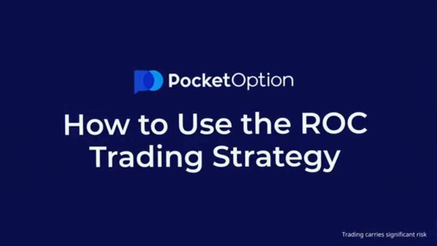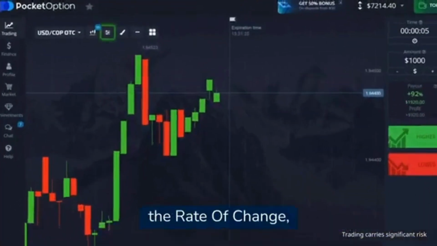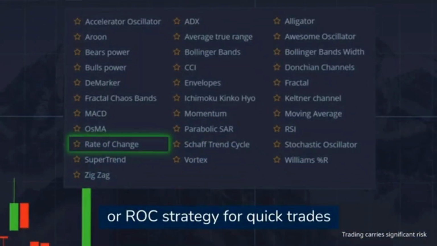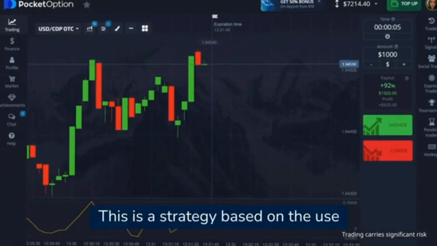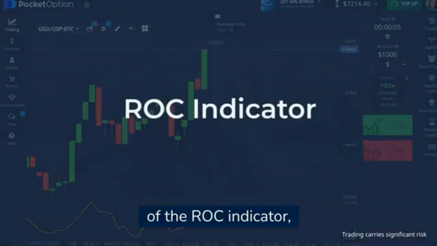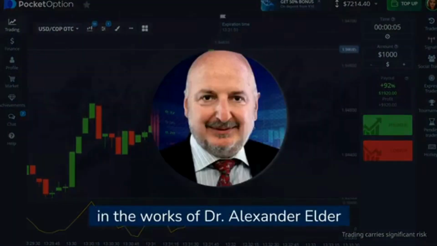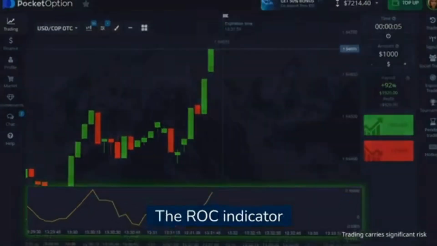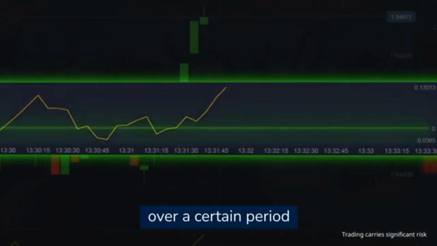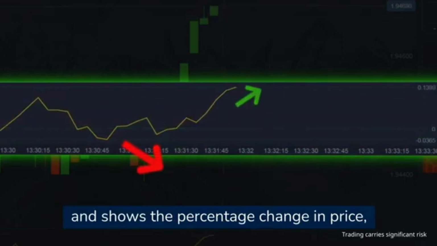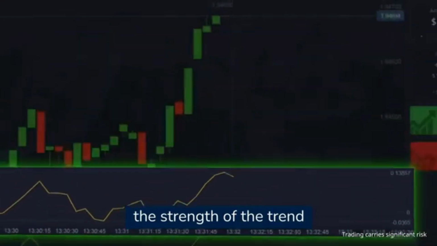How to use the ROC trading strategy. Today, we'll show you how to use the rate of change, or ROC strategy, for quick trades starting at 5 seconds. This is a strategy based on the use of the ROC indicator, which was first proposed in the works of Dr. Alexander Elder. The ROC indicator measures the rate of change in the price of an asset over a certain period and shows the percentage change in price, helping to determine the strength of the trend.